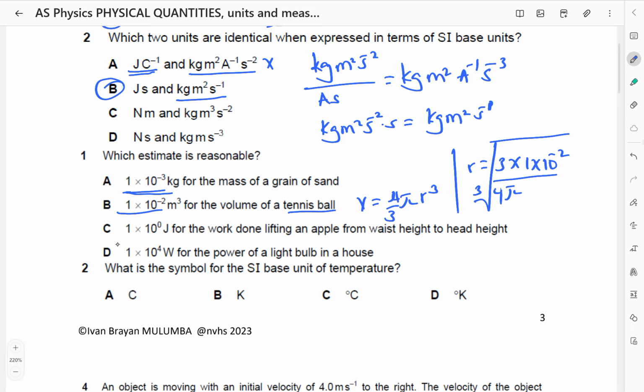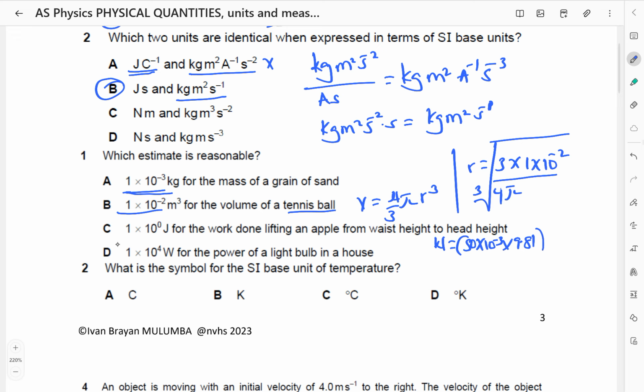1 times 10 to the power 0 joules, that is the same as 1 joule, for the work done lifting an apple from waist height to head height. So work done is force times distance. The force is the weight. So we can approximate the mass of an apple to be around 50 grams. So I will say 50 times 10 to the power negative 3, then times 9.81. That is the force, because the work done is going to be mg times h.